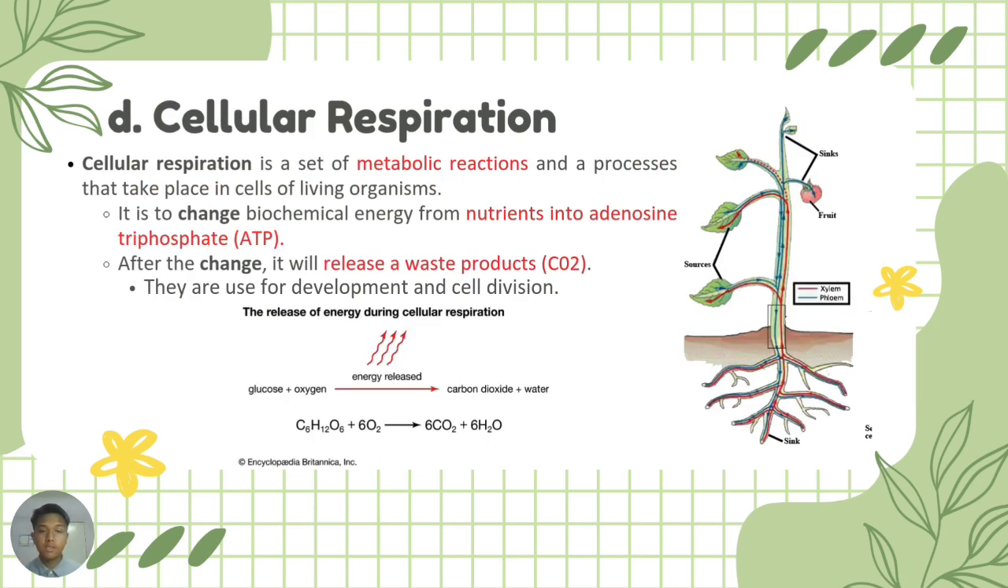And number four is cellular respiration. Cellular respiration is a set of metabolic reactions and processes that take place in the cells of living organisms. It changes biochemical energy from nutrients into adenosine triphosphate, or simply ATP. After the change, it releases a waste product, which is CO2 or carbon dioxide. They are used for development and cell division.